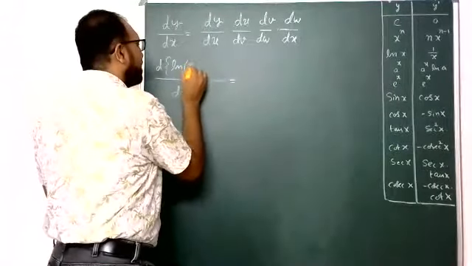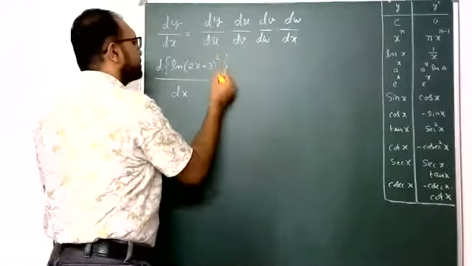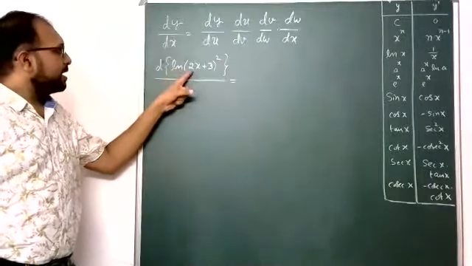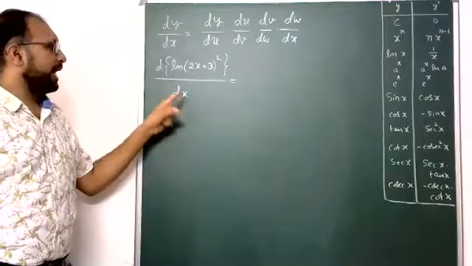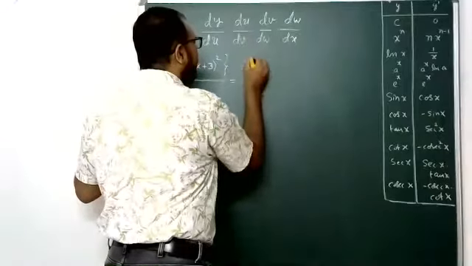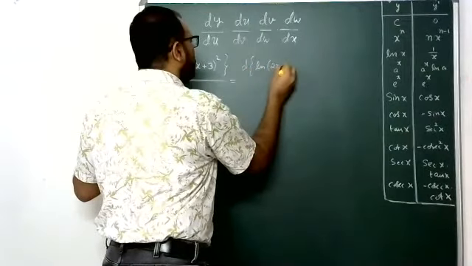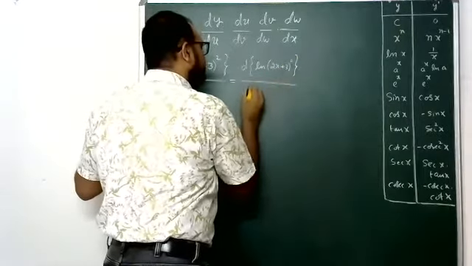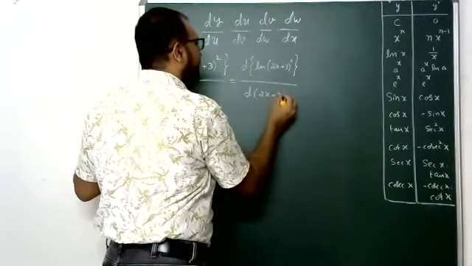Students, here ln of (2x plus 3) whole square, suppose. Another example: derivative of ln of (2x plus 3) whole square with respect to x. This I am writing: derivative of ln of (2x plus 3) whole square with respect to (2x plus 3) whole square.